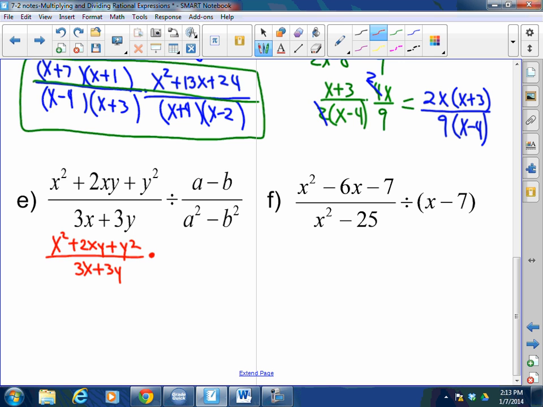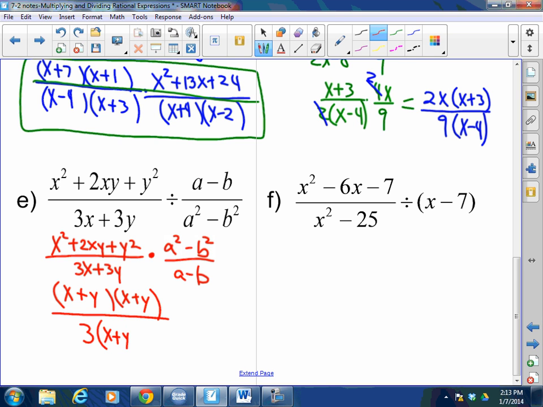Change. Flip. Okay, what does my first numerator factor out to? X plus y, x plus y. Well done. Over. Thank you. Factor out of 3, you got an x plus y. Times. What's this bad boy?